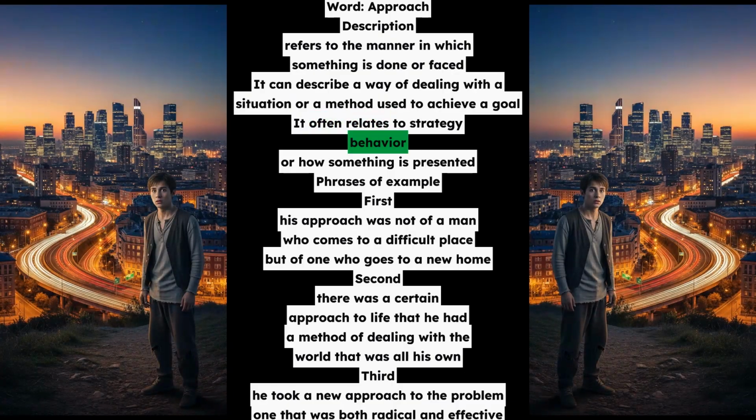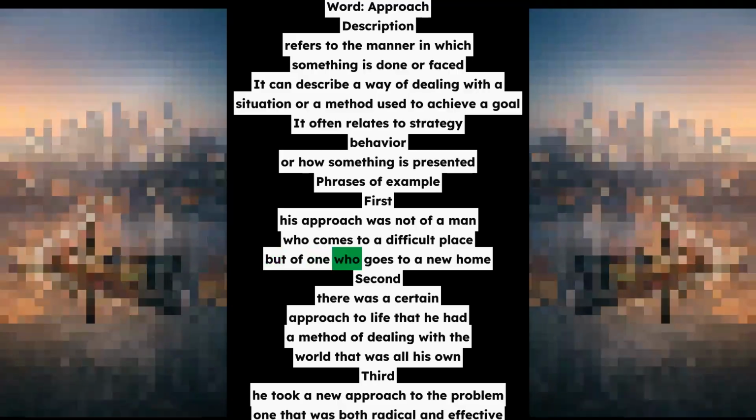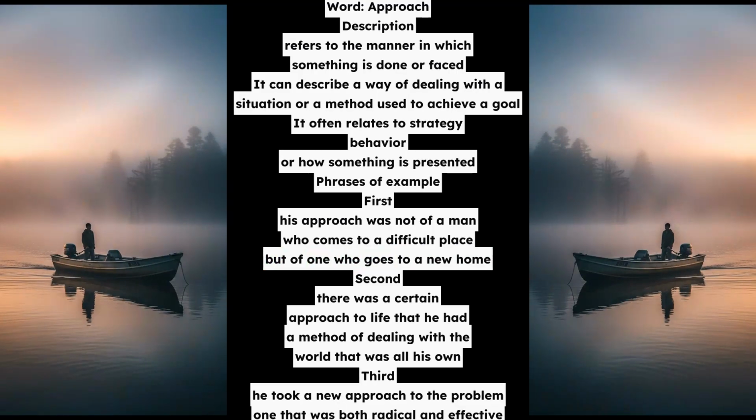Phrases of example. First, his approach was not of a man who comes to a difficult place, but of one who goes to a new home. Second, there was a certain approach to life that he had, a method of dealing with the world that was all his own. Third, he took a new approach to the problem, one that was both radical and effective.